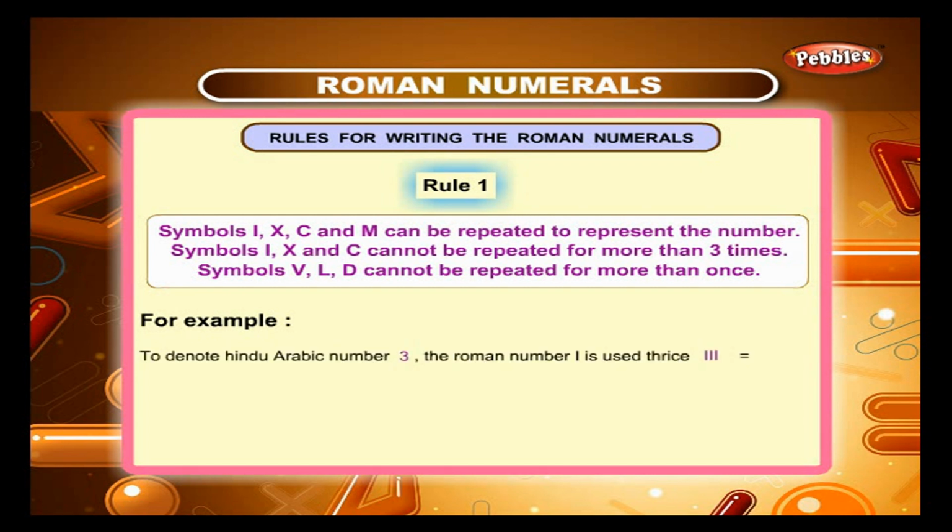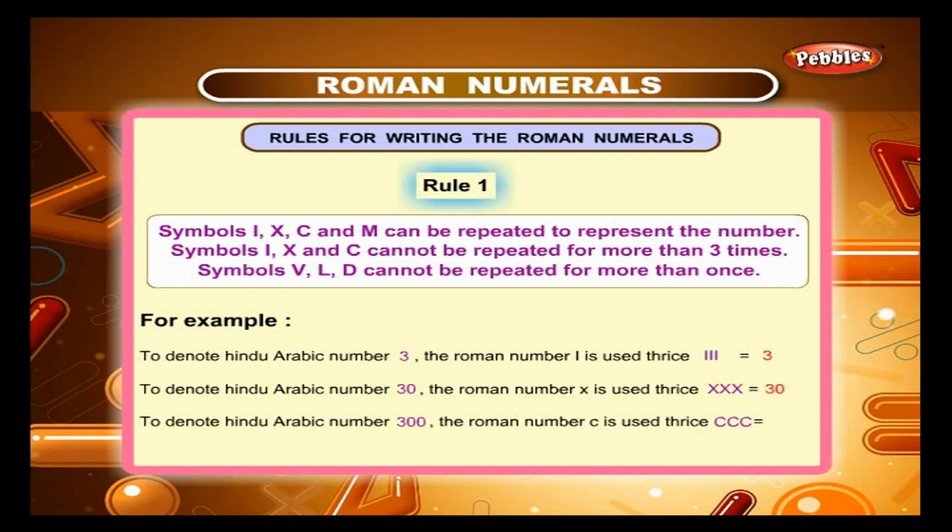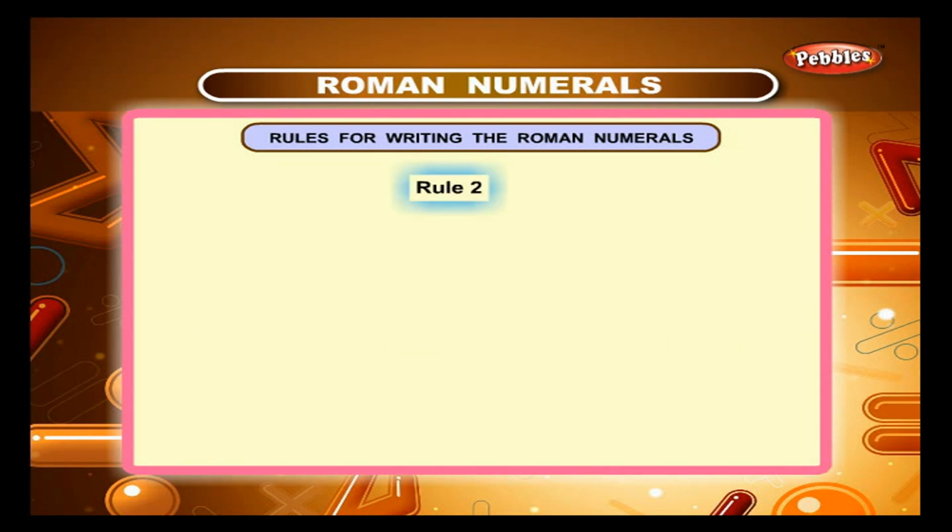To denote Hindu Arabic number 3, the Roman number I is used thrice, like this: III, which is also equal to 3. To denote Hindu Arabic number 30, the Roman number X is used thrice: XXX. To denote Hindu Arabic number 300, the Roman number C is used thrice: CCC.